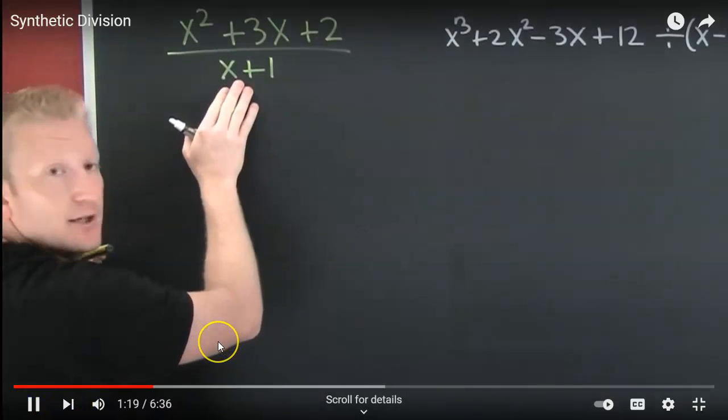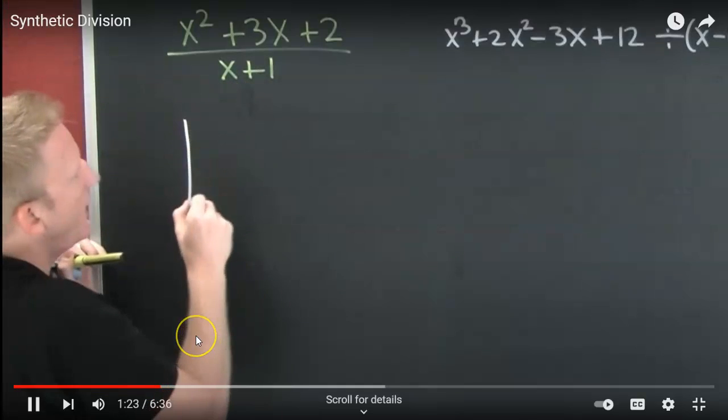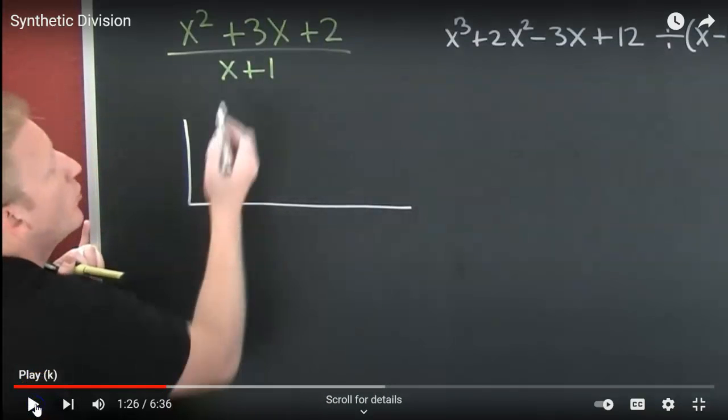Am I dividing by a special linear factor? I am. So zeros go outside of the box. Zeros are what makes your denominator be 0, so you have to solve your denominator equal to 0. And because it's a zero, if it truly is a zero, which means it's a factor, your remainder will be 0. Write that down. Zeros go outside the box. And if they truly are zeros and factors, your end number, your remainder, will be 0.